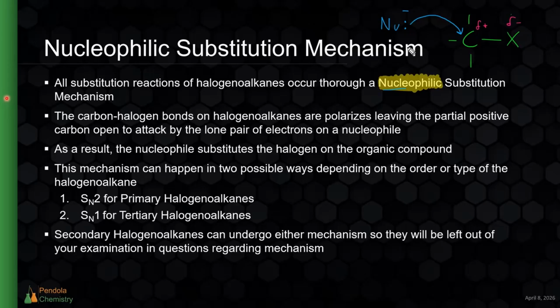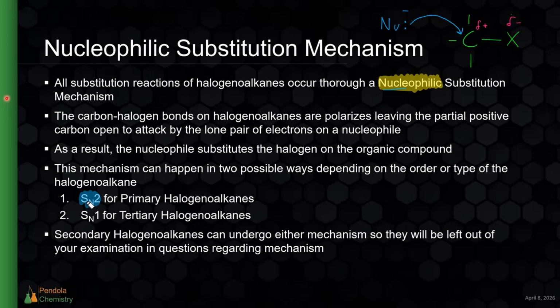Now, there are two different ways in which this can happen. The mechanism for a nucleophilic substitution in a halogenoalkane can actually happen in two different mechanisms. The first is SN2, which stands for substitution nucleophilic second order, or SN1, which stands for substitution nucleophilic first order.